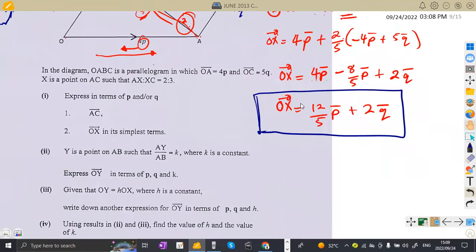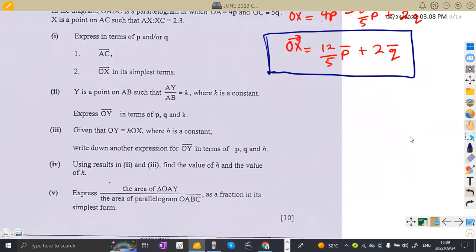We are now given that Y is a point on AB. So there's another point referred to as Y here, which is a point on AB such that AY over AB is equal to K. So what does this mean? Sometimes you're given a scalar in this way. You can remove the fraction by cross multiplying. So it means vector AY is equal to K vector AB. That is what it means.